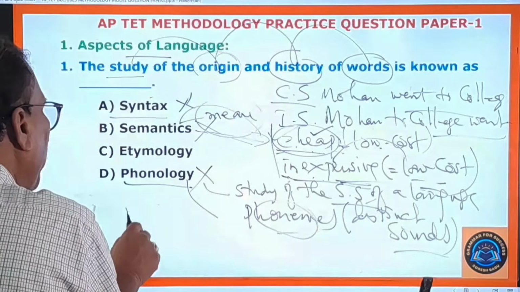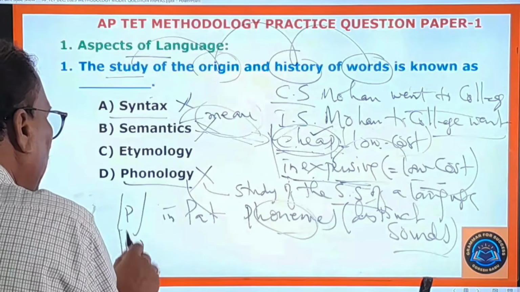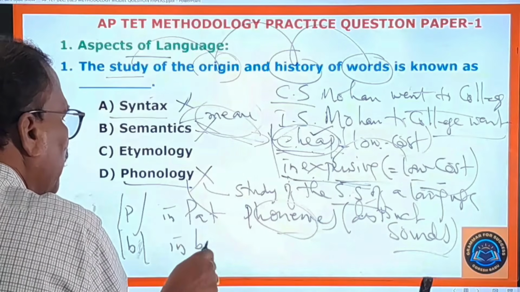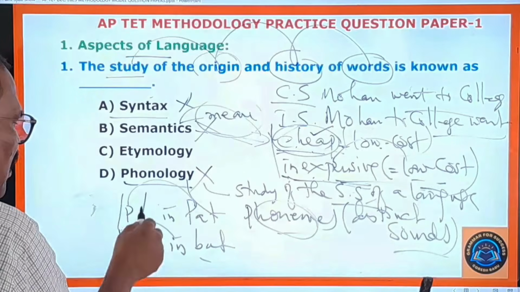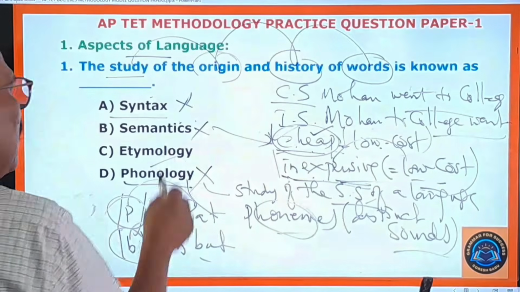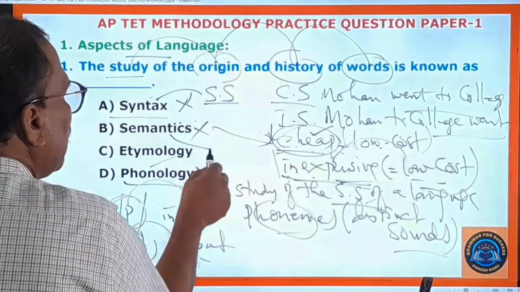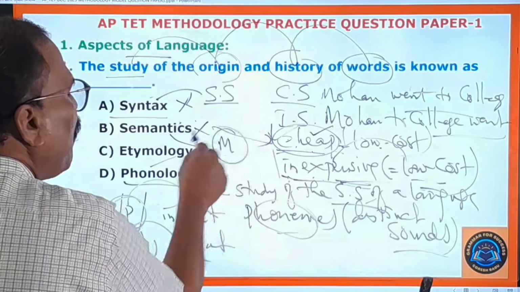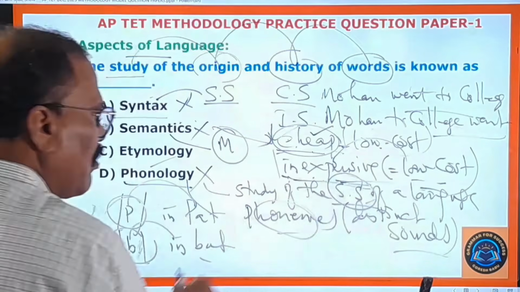For example, P in pat, and B, what is that? B in bat. Okay. P in pat, B in bat. So this P and B, these are all phonemes. In this way, syntax deals with sentence structure, semantics deals with the meaning of a language, and phonology deals with the study of the sound system.